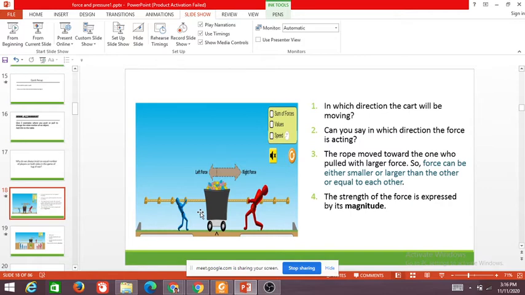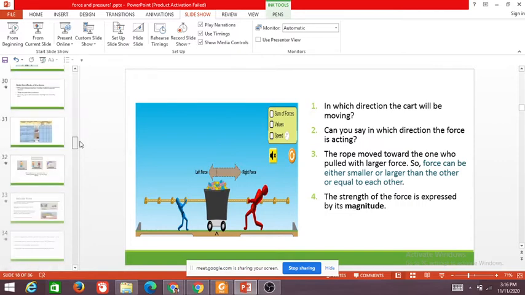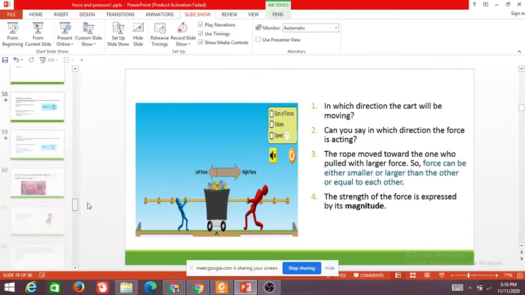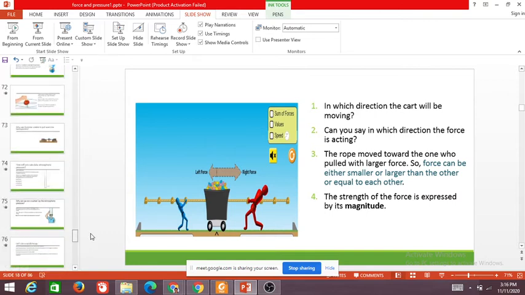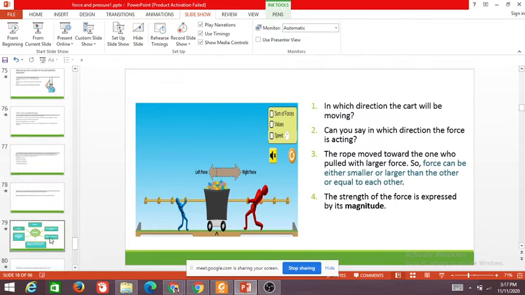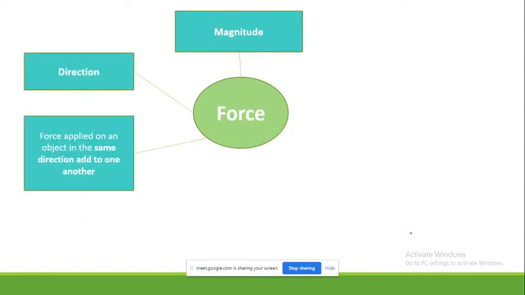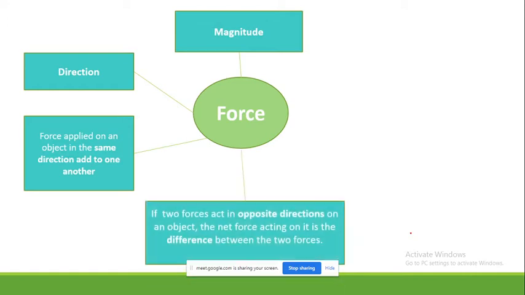Yeah. So you are calculating the net force by subtracting the smaller force from the bigger force, right? You just took the difference and found out that the resulting force will be towards the right side, correct? So we just saw that forces can be added if they are in the same direction, and forces can be subtracted if they are in different directions. If two forces act in the opposite direction on an object, then the net force acting will be the difference. We have seen this in our very first class some weeks back.